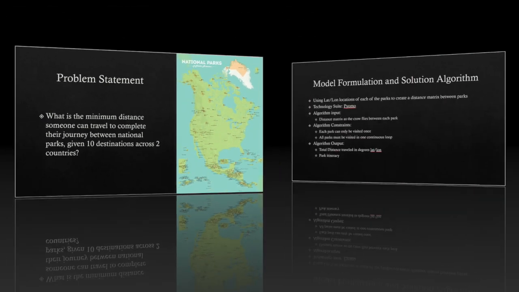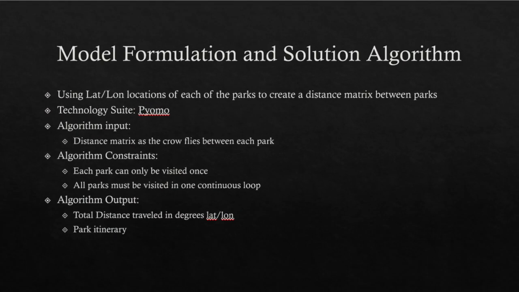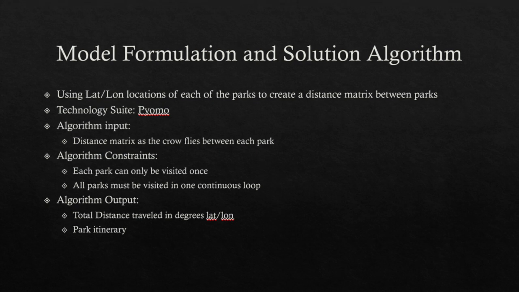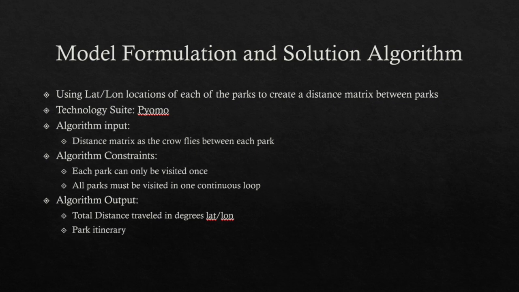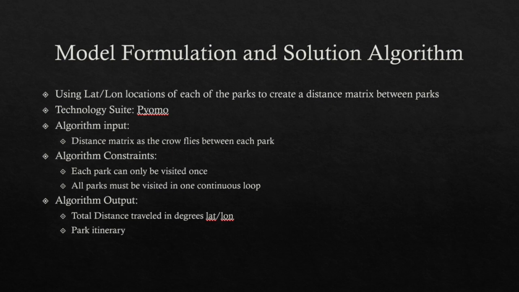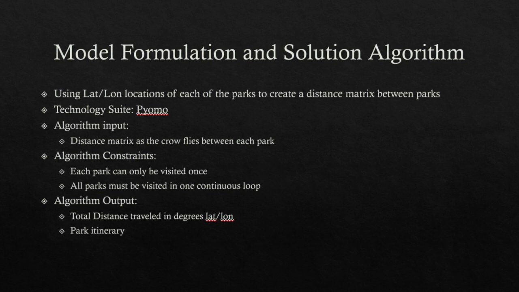Thanks. To solve this problem, we used a standard traveling salesman approach. This traveling salesman algorithm takes just one argument, and that's the distance matrix between each of the parks. In order to create this matrix, we took the lat-long location of every single one of the parks and found the distance to every single one of the other parks using their lat-long locations.